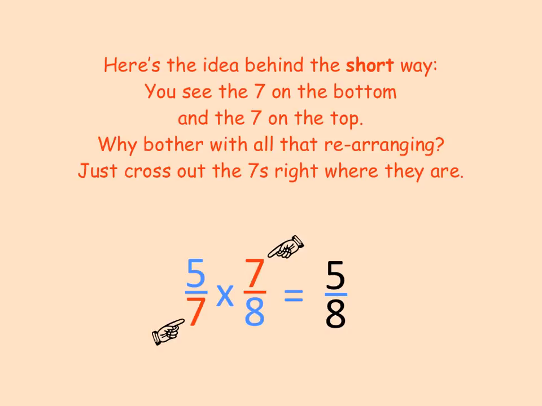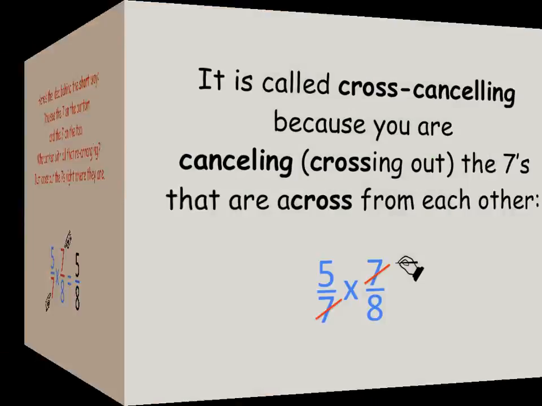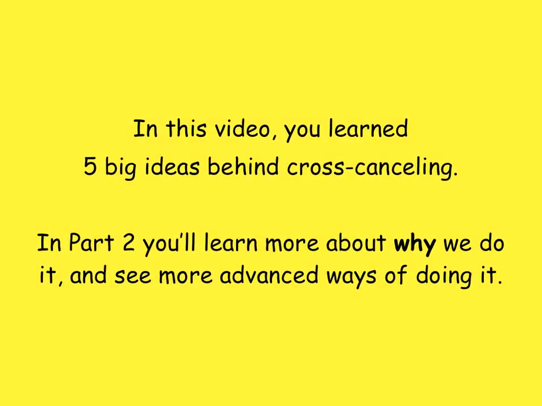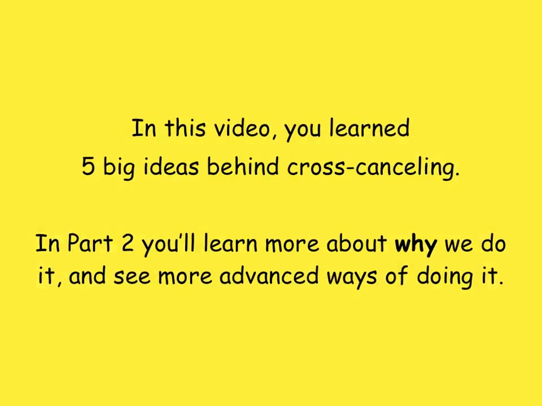You see the 7 on the bottom and the 7 over there on the top. Why bother with all that rearranging? Just cross out the 7's right where they are. It is called cross-canceling because you're canceling or crossing out the 7's that are across from each other. In this video, you learned 5 big ideas behind cross-canceling. In part 2, you will learn more about why we do this and see more advanced ways of doing cross-canceling.